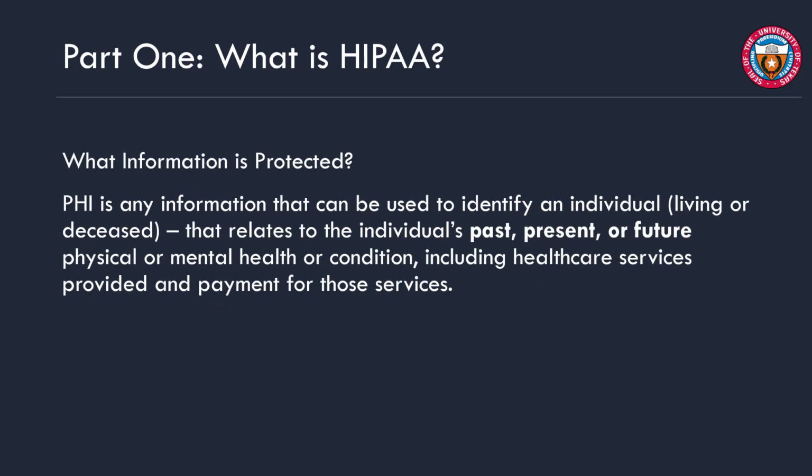What information is protected? PHI is any information that can be used to identify an individual, living or deceased, that relates to the individual's past, present, or future physical or mental health or condition, including healthcare services provided and payment for those services. PHI can be found in any form or media, whether electronic, paper, or verbal.